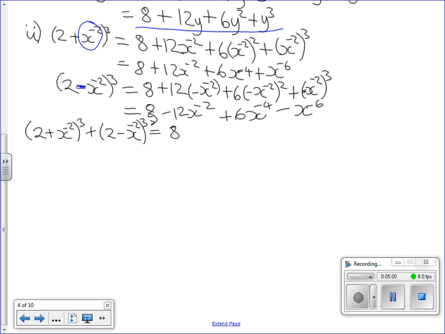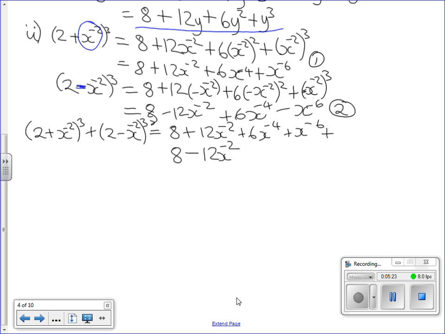It's going to be 8 plus 12x to the negative 2 plus 6x to the negative 4 plus x to the negative 6. So that was my first expression. From here, plus the second term expanded, so plus 8 minus 12x to the negative 2 plus 6x to the negative 4, take away x to the negative 6. Now in writing it this way, you can see that when we gather like terms, I've got 8 and 8, so that's going to give me 16.